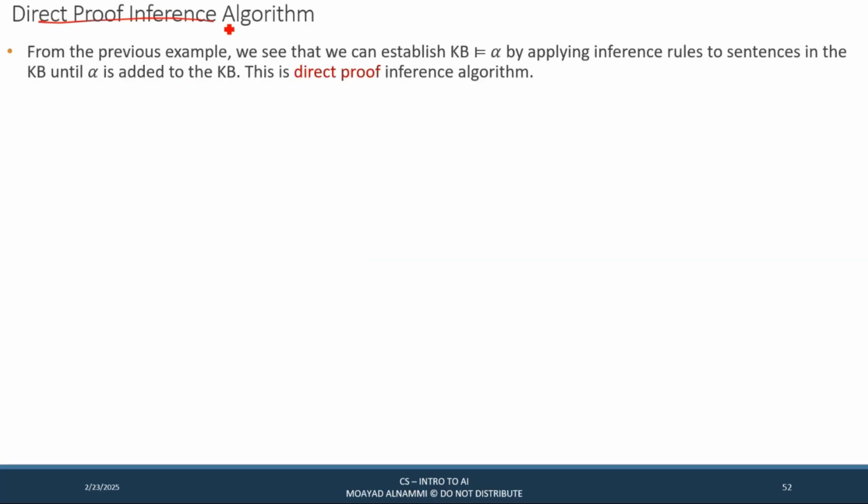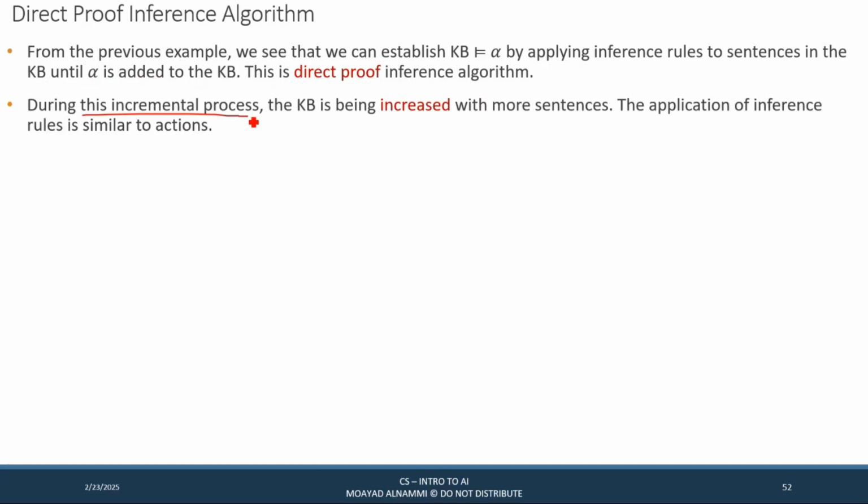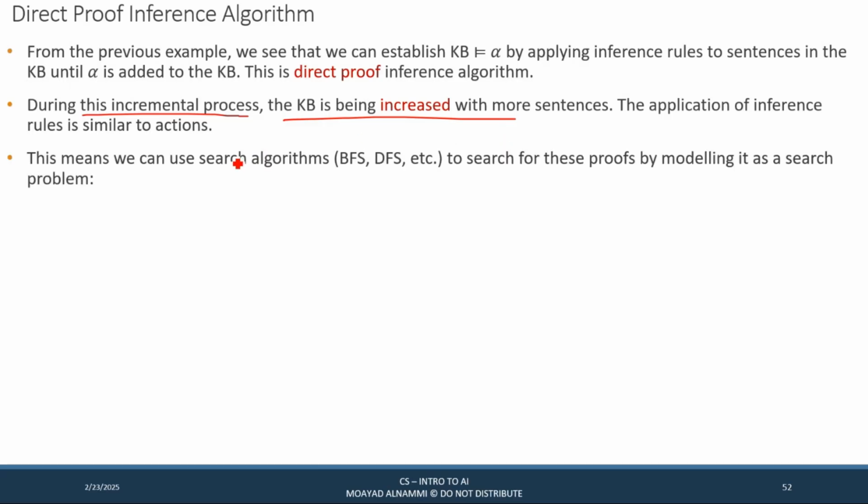So from the previous example, what we just saw, this is a direct proof inference algorithm. We can apply the inference rules to the sentences in the KB until alpha is added. This is known as a direct proof. During this incremental process, the KB is increased with more sentences. We can use a search algorithm for this, right? The application of the inference rules is similar to actions, right?